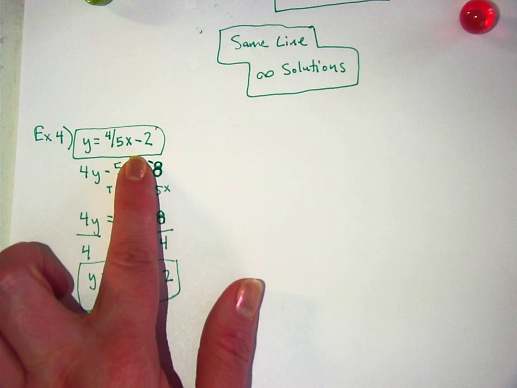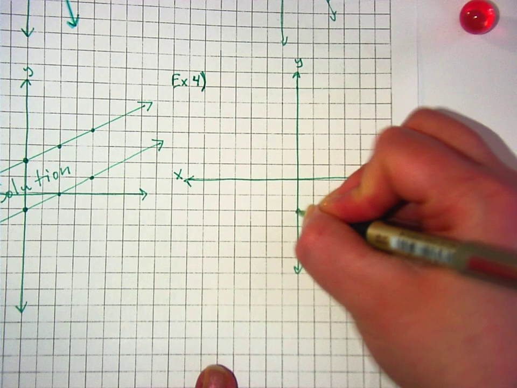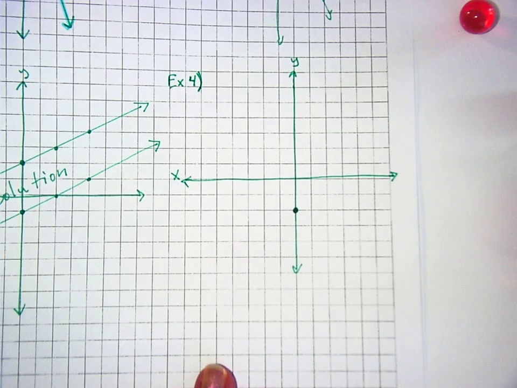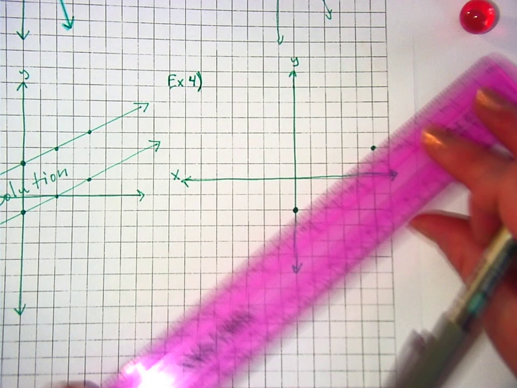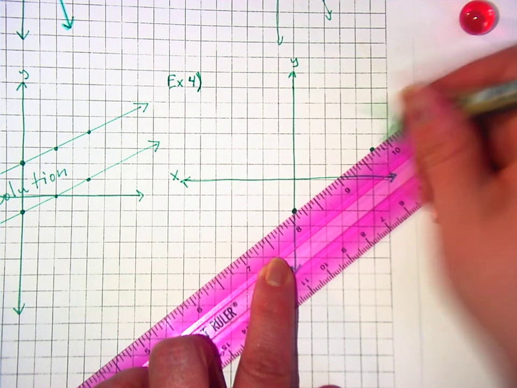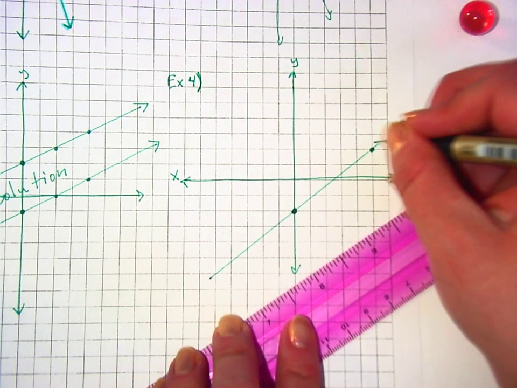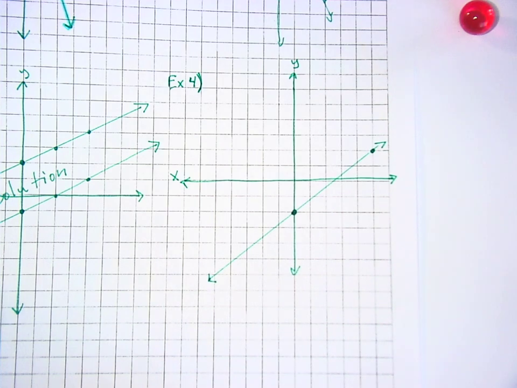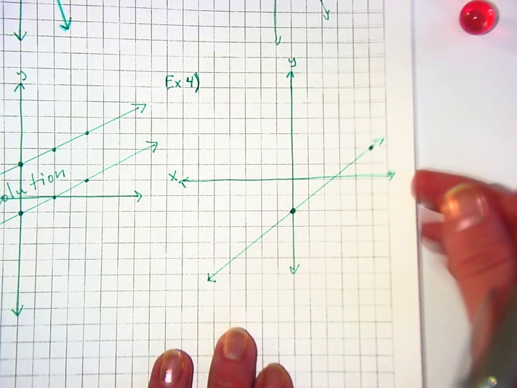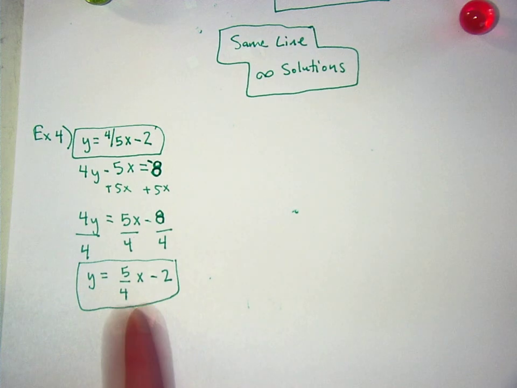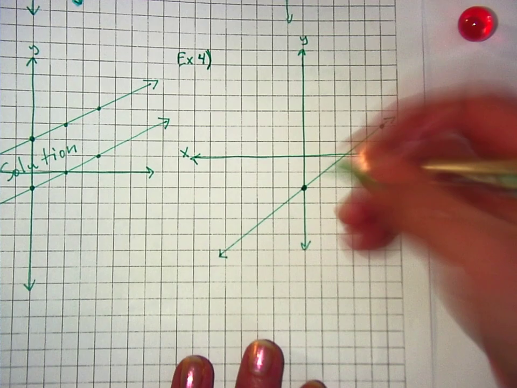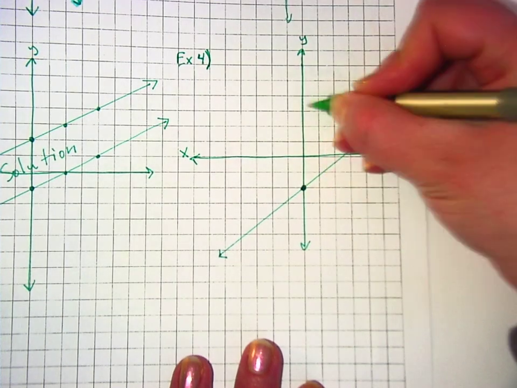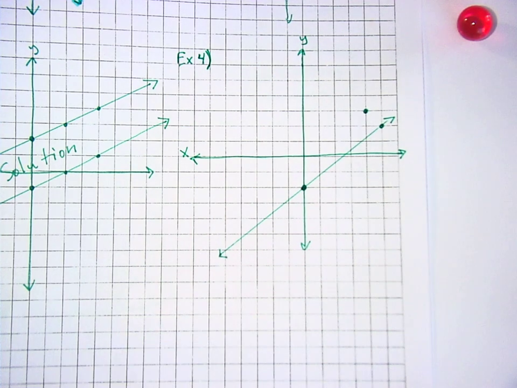The top line has a y-intercept of -2. And then it goes up 4 over 5, like that. And then the second equation also has a y-intercept of -2. But this one goes up 5 over 4. So 1, 2, 3, 4, 5 over 4, like that.